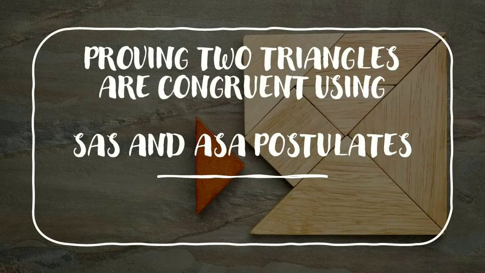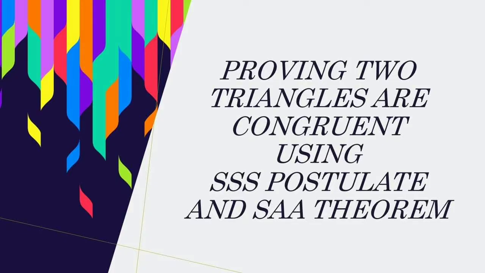Our topic for today is just a continuation of our previous video about proving two triangles are congruent using SAS and ASA postulate. This time we are going to prove two triangles are congruent using SSS postulate and SAA theorem. Still, we are going to use the two-column proof in proving two triangles.